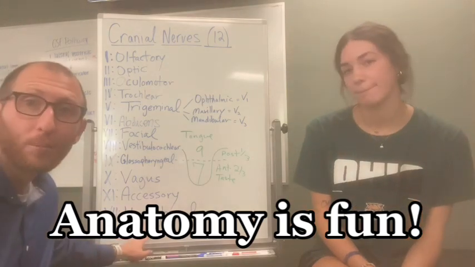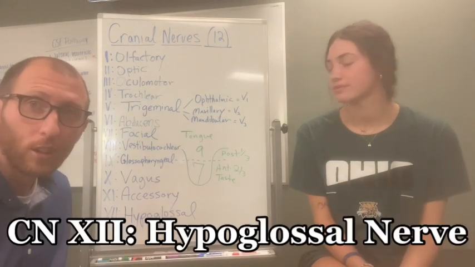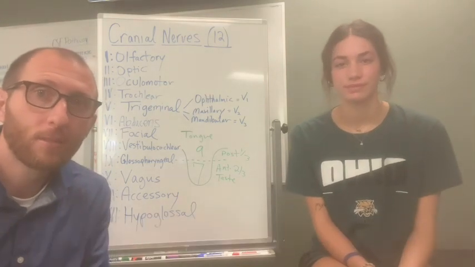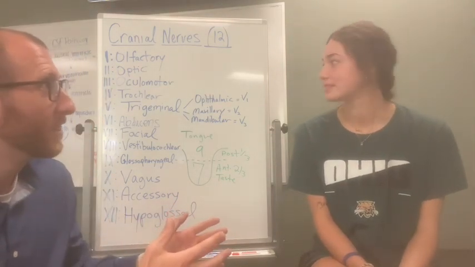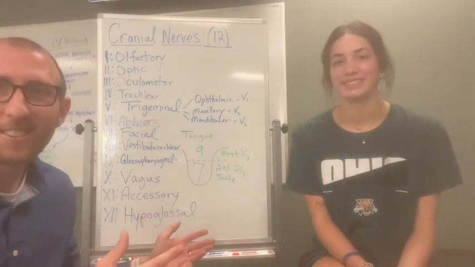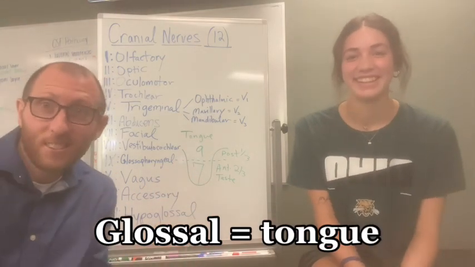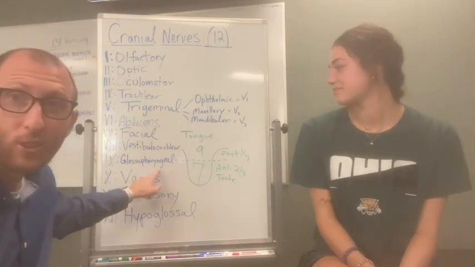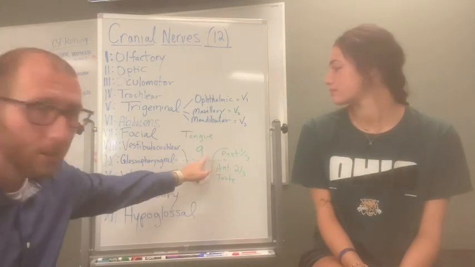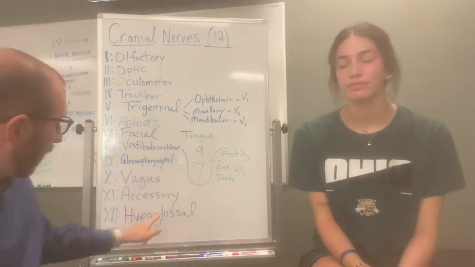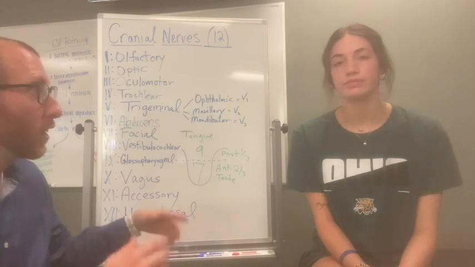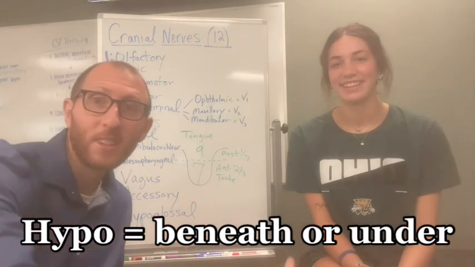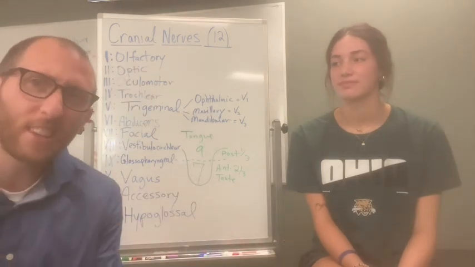Here, the hypoglossal nerve, number 12. Remember what glossal means? Glossal is tongue. Take a second to think about it, but glossal is tongue, like the glossopharyngeal nerve dealt with the tongue, but that was taste. Hypoglossal, do you know what hypo means? No. Hypo is underneath. So what is underneath the tongue?